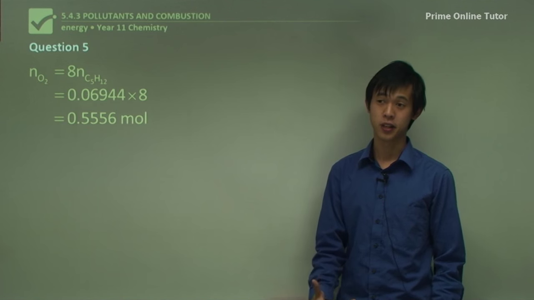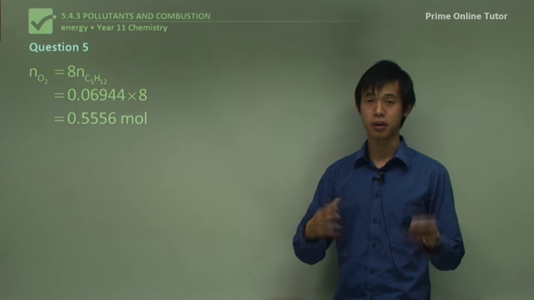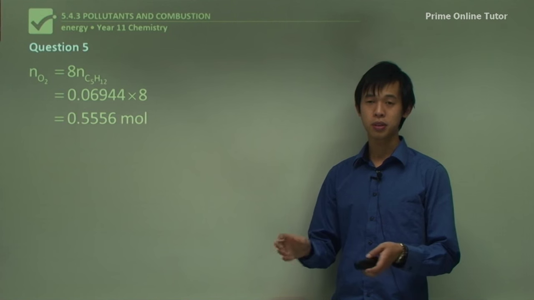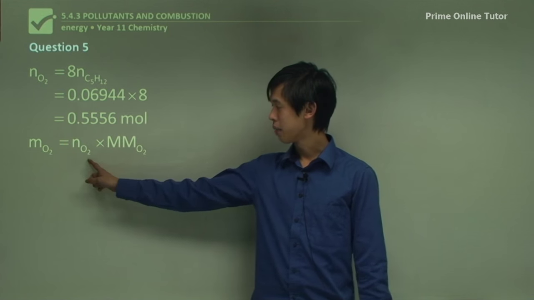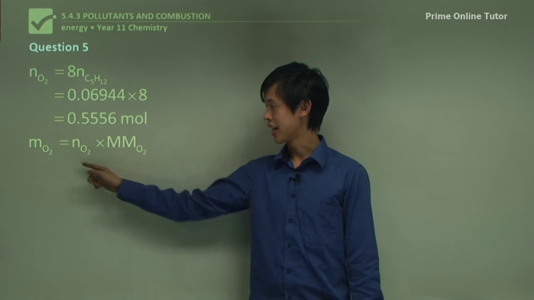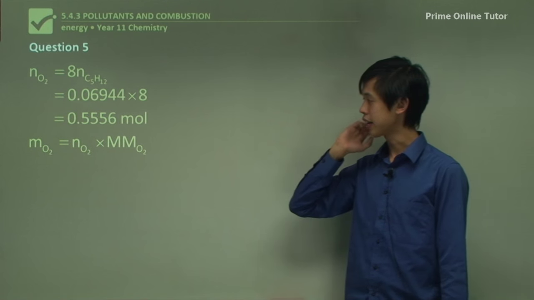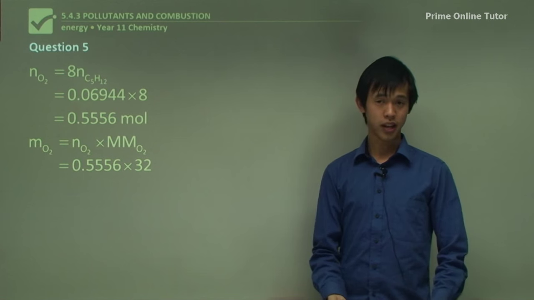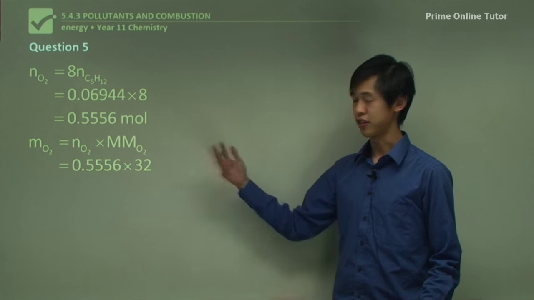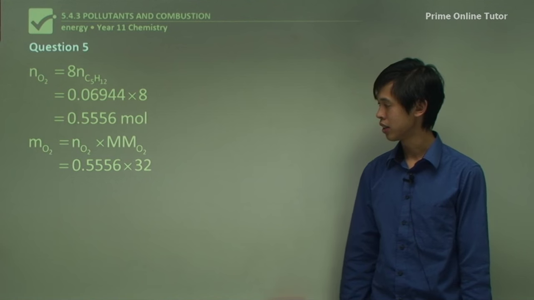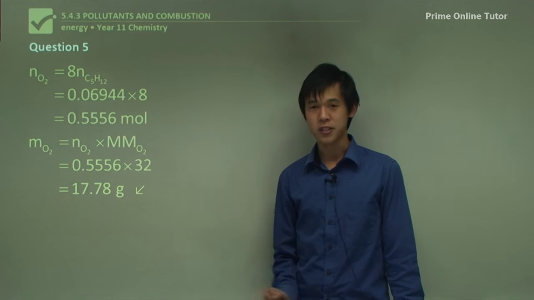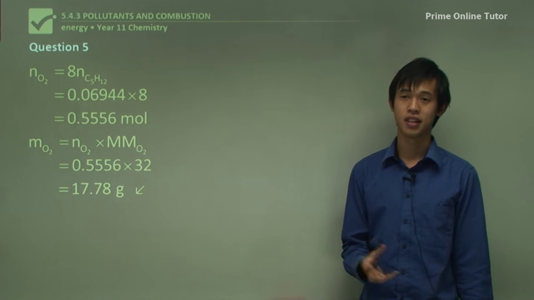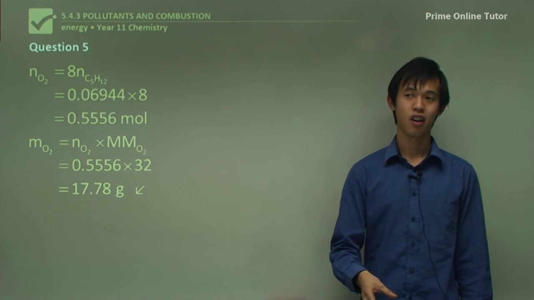Now we want to know the mass of the oxygen. So what we do is we rearrange that mole formula so that the little m is by itself. And how do we do that? We simply multiply the number of moles by the molar mass, okay? And that's how we get the mass of the oxygen. So here we have 0.5556 times 32. If you look up the molar mass of an oxygen atom, it's 16. So there's 2 of them, so it's 32, 16 times 2. And we get 17.78 grams. So for 5 grams of pentane, we needed 17.7 grams, or 17.8 grams, of oxygen.